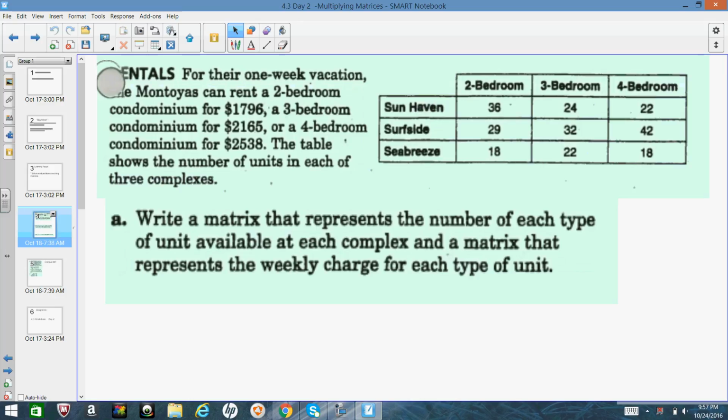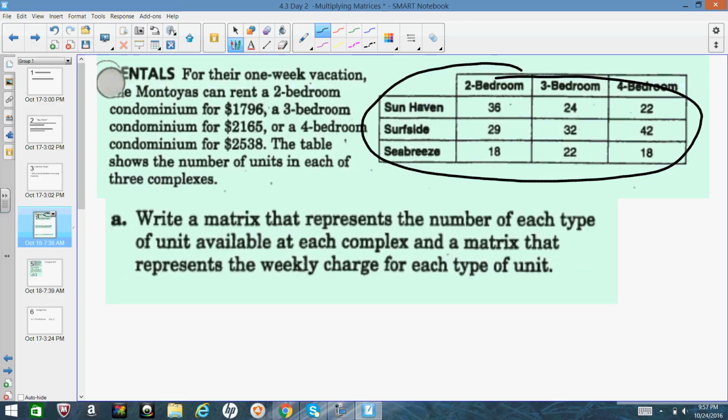So again, if you read it, for their 1-week vacation, the Montoyas can rent a 2-bedroom condominium for $17.96, a 3-bedroom condominium for $21.65, or a 4-bedroom condominium for $25.38. The table shows the number of units in each complex. Write a matrix that represents the number of each type of unit available at each complex, and a matrix that represents the weekly charge for each type. So again, over here we have the type of matrices that are available. So we're first going to write that matrix.